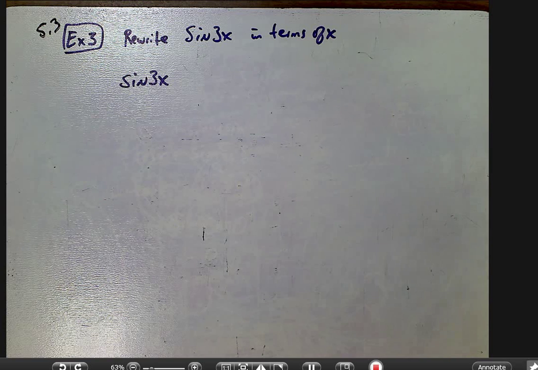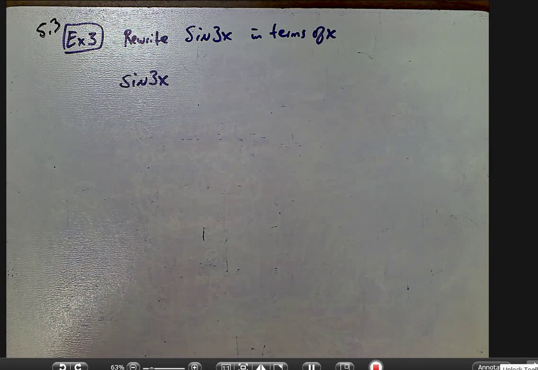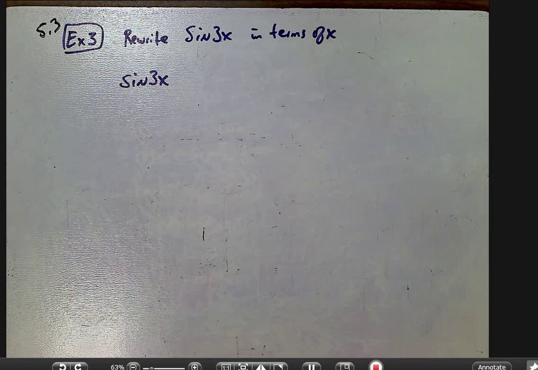Okay, 5.3, example 3. In summary, it says rewrite sine of 3x in terms of sine of x. This is known as a triple angle because it has the 3x there. So this is what we're going to try to do here.